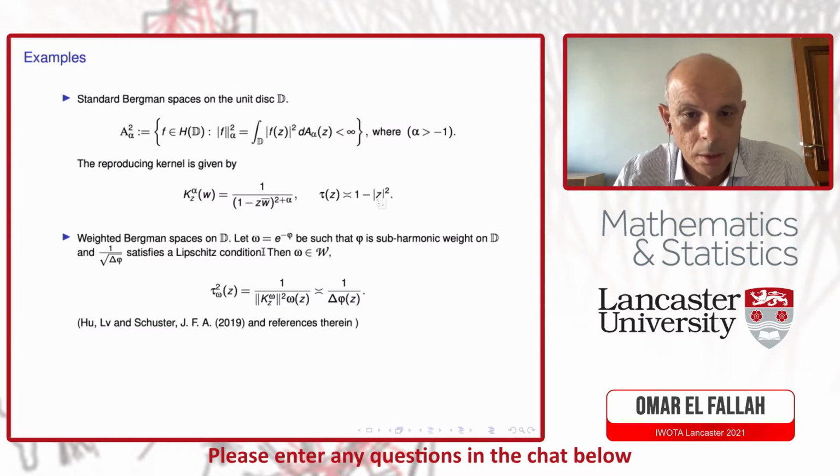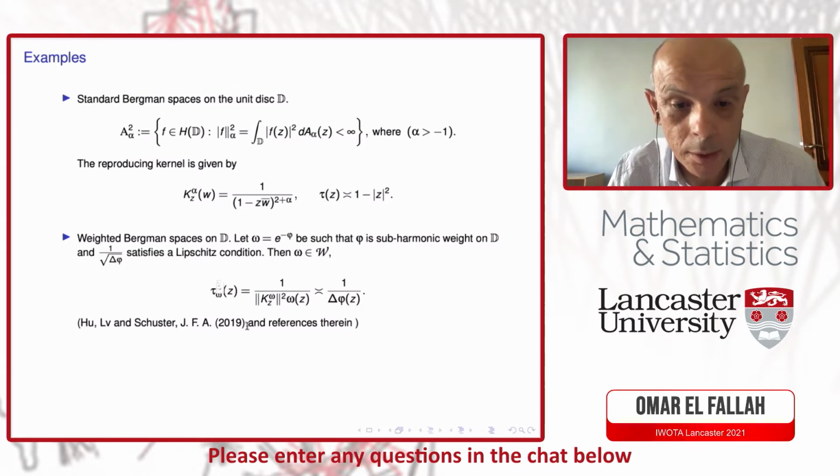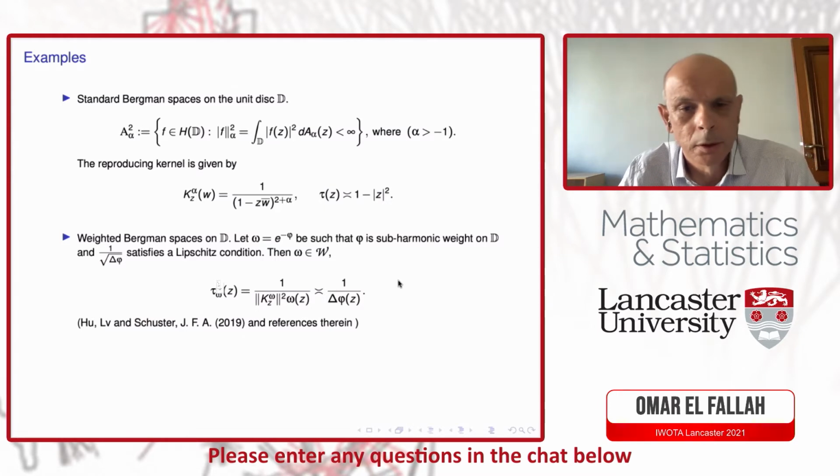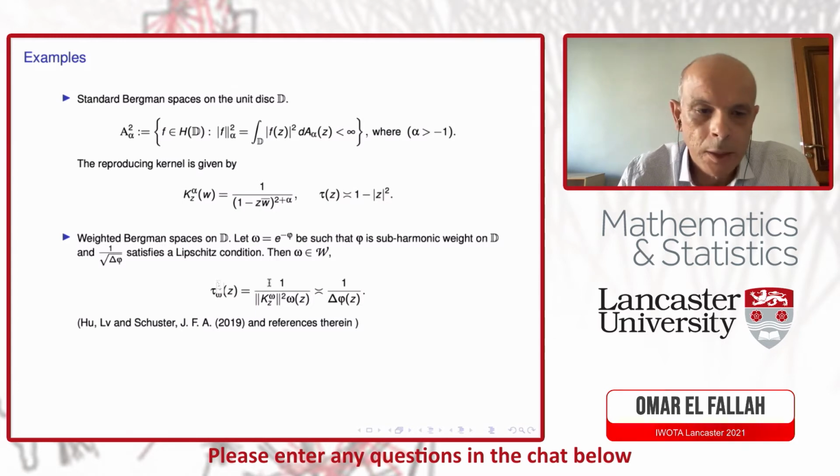In this case, we have tau squared equivalent to 1 over the Laplacian of phi. This result in this form is due to the authors who obtained it recently, in 2019. It was preceded by other results from Lin, Rochberg, and many works, but I think this condition is the best one, the more general one. This will be a source of examples for us.